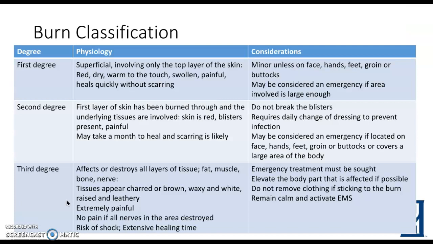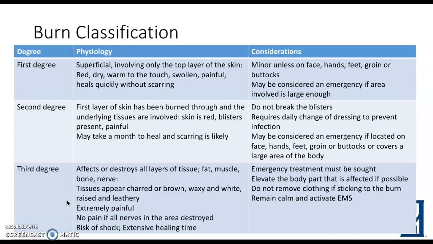We've all heard about different degrees of burns, but these are our classifications of burns. Our first degree, this is going to be our most superficial of burns, and this involves only the top layer of skin. It often causes the skin to be red, dry, warm to touch, swollen, and it's painful, but it can heal pretty quickly without much scarring.